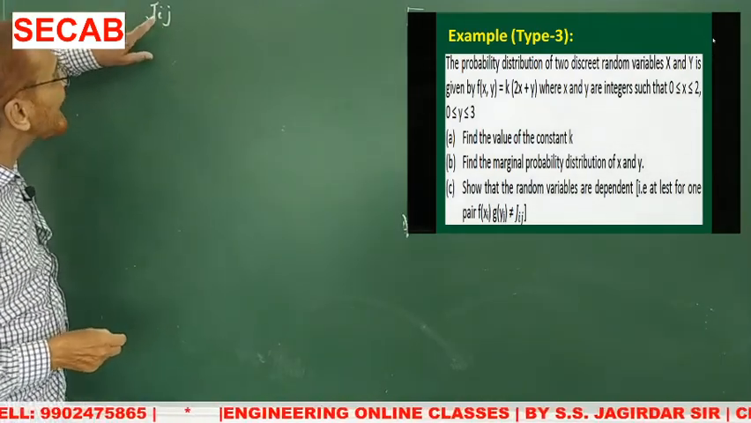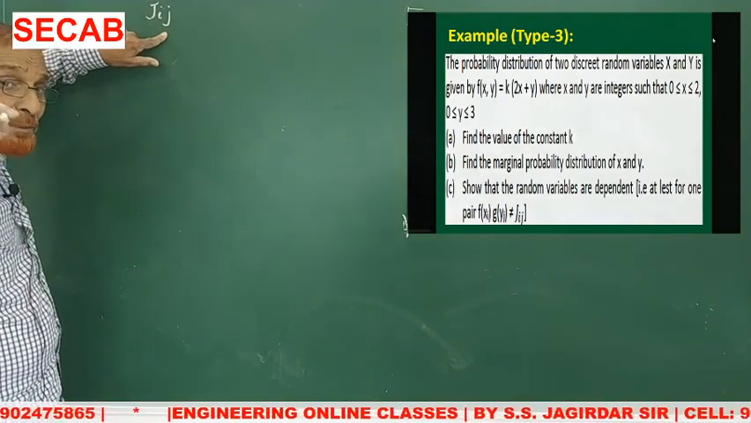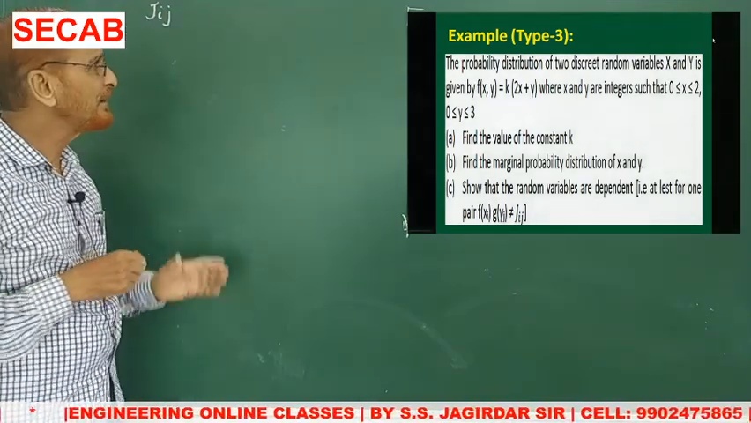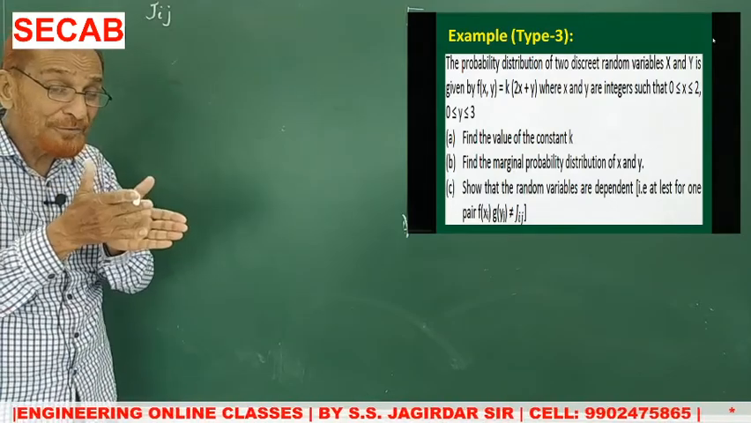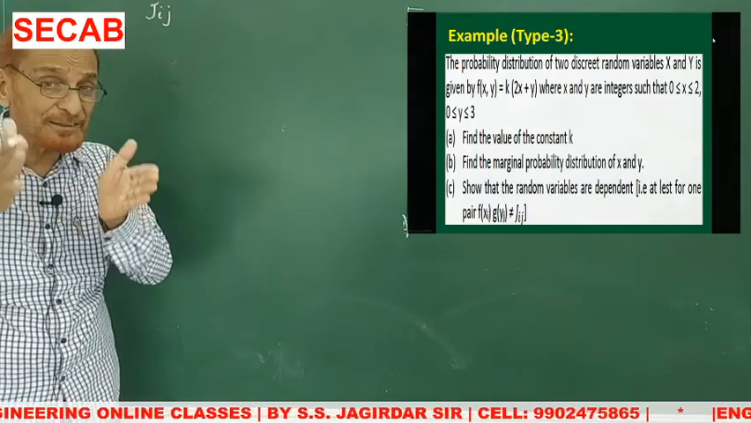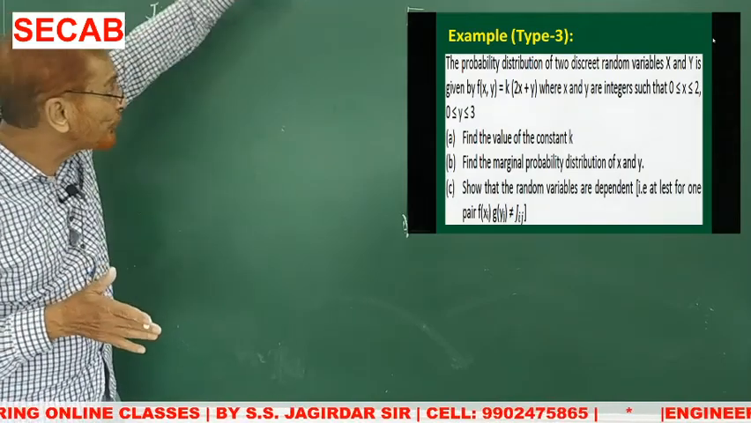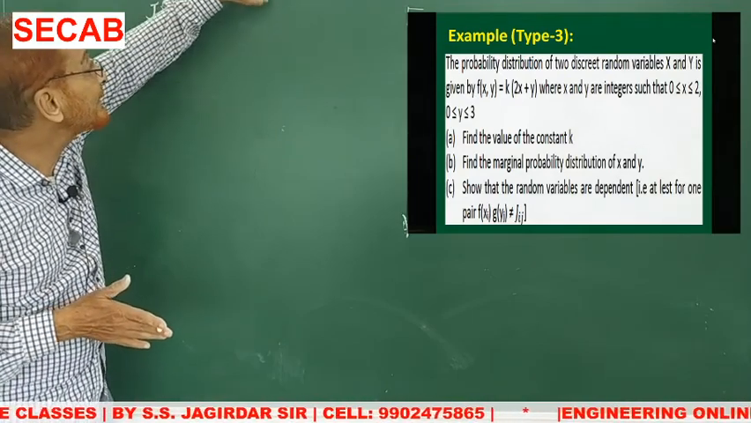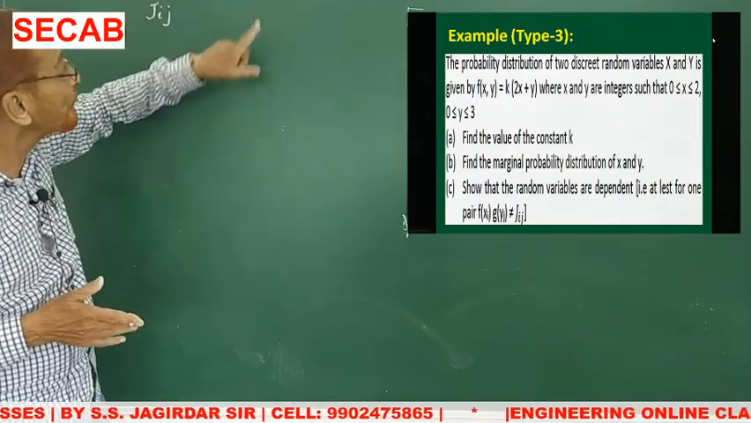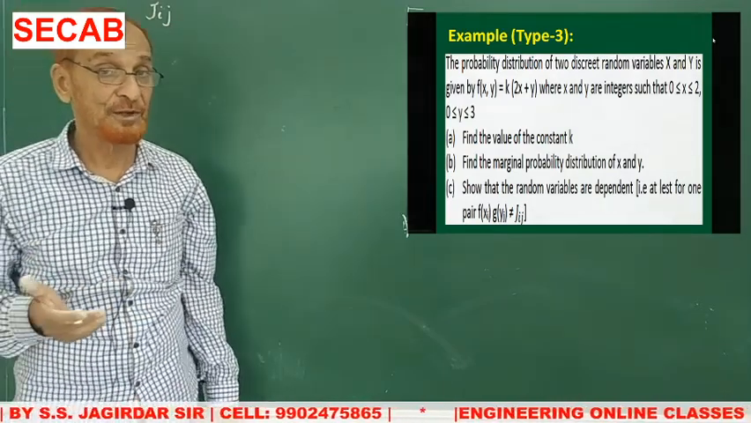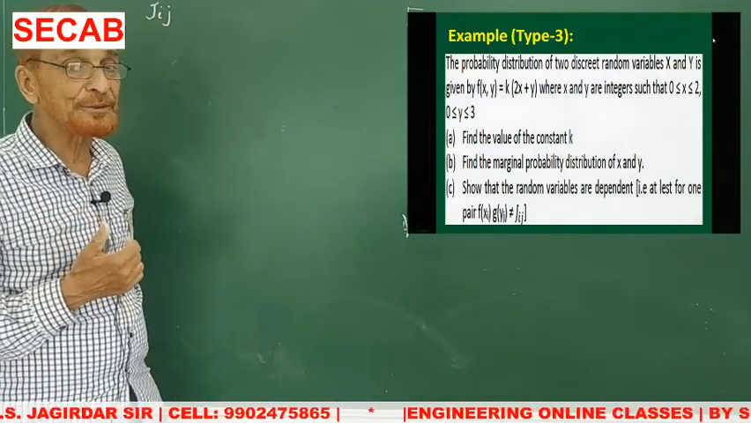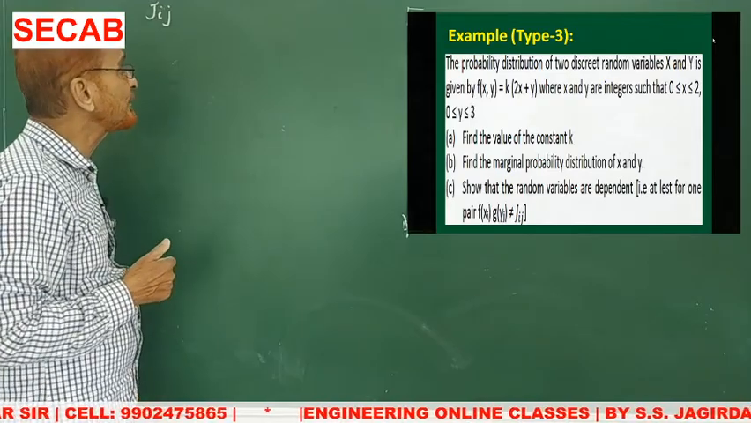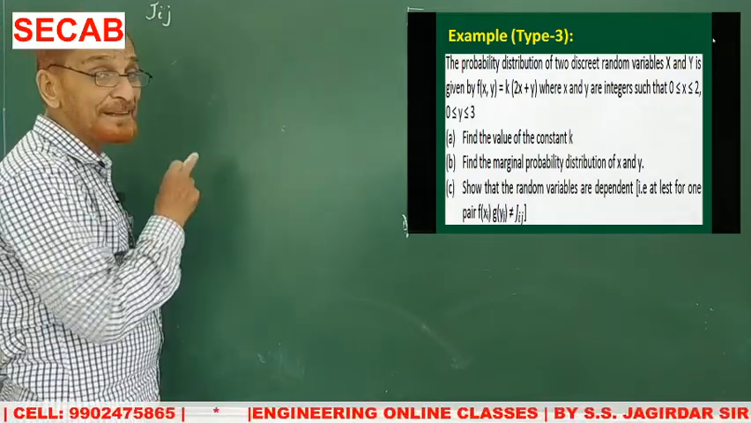So that means each Jij value for all the possible pairs of x and y, you will get by this relation. We need to know how many values of x are there and how many values of y are there. On that basis, putting in the corresponding values for each possible pair, what you get will become the value for Jij. Of course, k is a constant which is unknown. So now read the problem. The probability distribution of two discrete random variables x and y is given by the relation f(x,y) equal to k into 2x plus y, where x and y are integers.